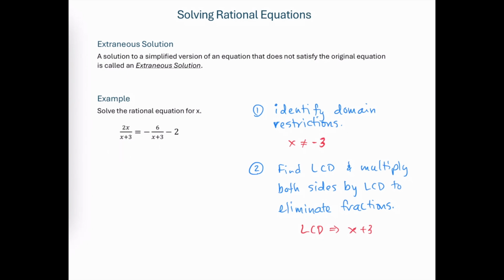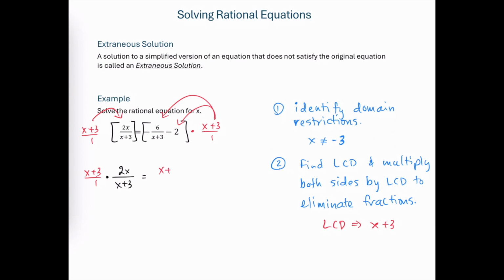Now that we've found the LCD, that LCD is the multiplier that we'll choose to multiply both sides by. And since we're doing the exact same thing to both sides, we can multiply both sides by x plus 3 over 1. So let's start by multiplying the LCD times the term on the left. And we end up with x plus 3 over 1 times 2x over x plus 3. And then let's multiply the LCD times both terms over here on the right.